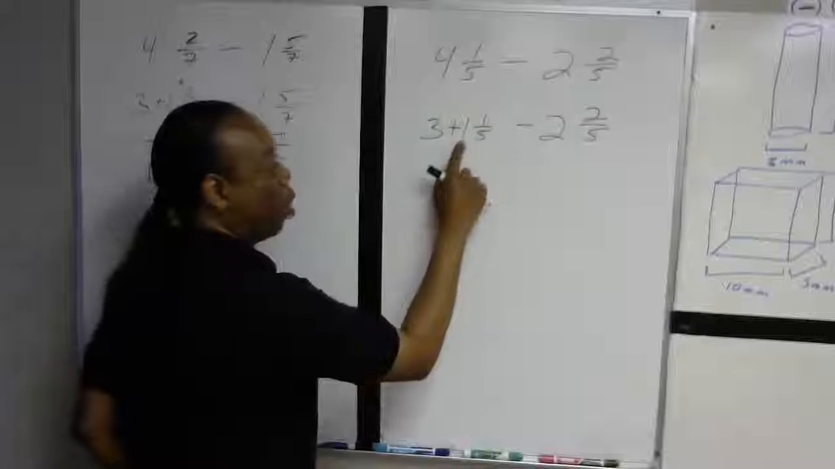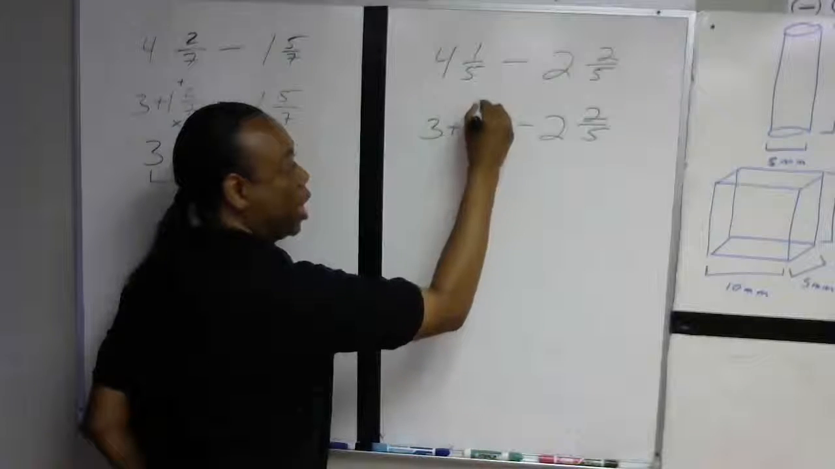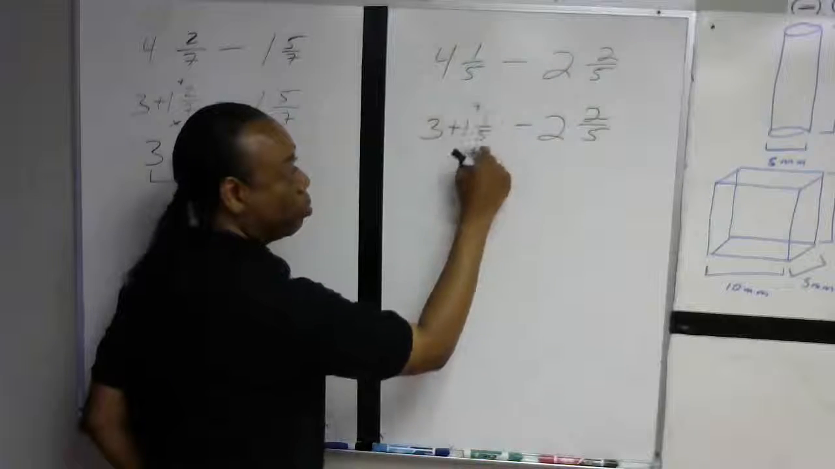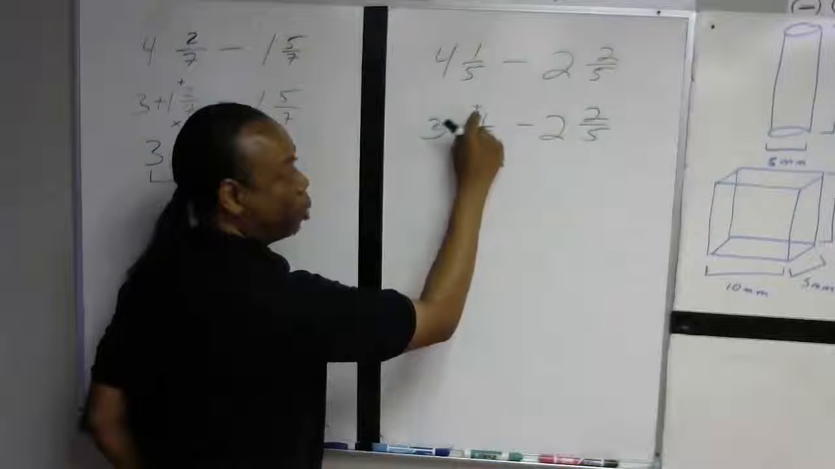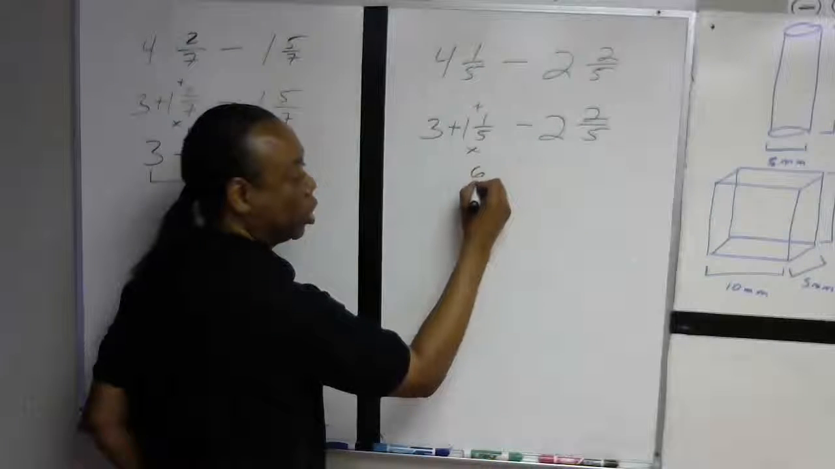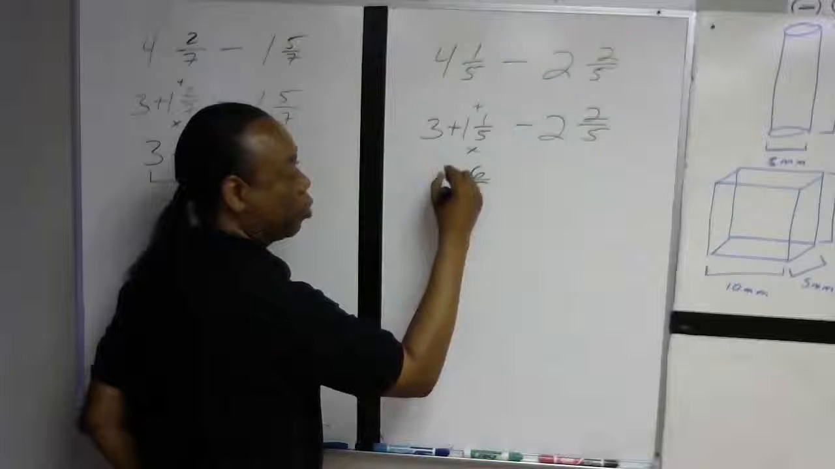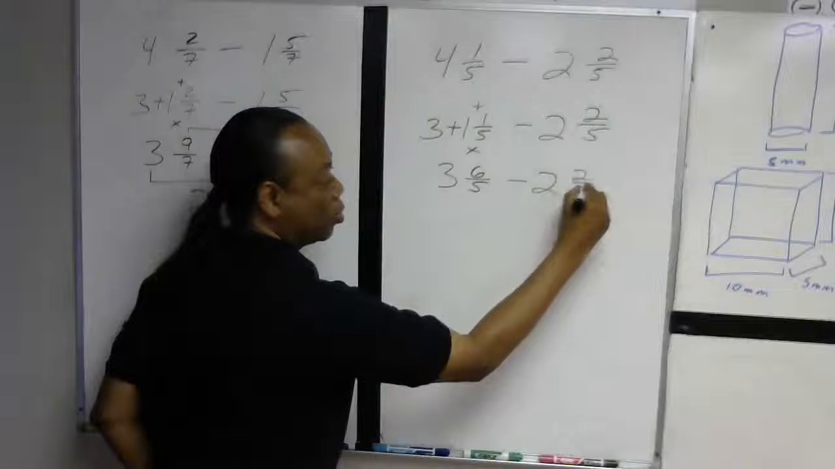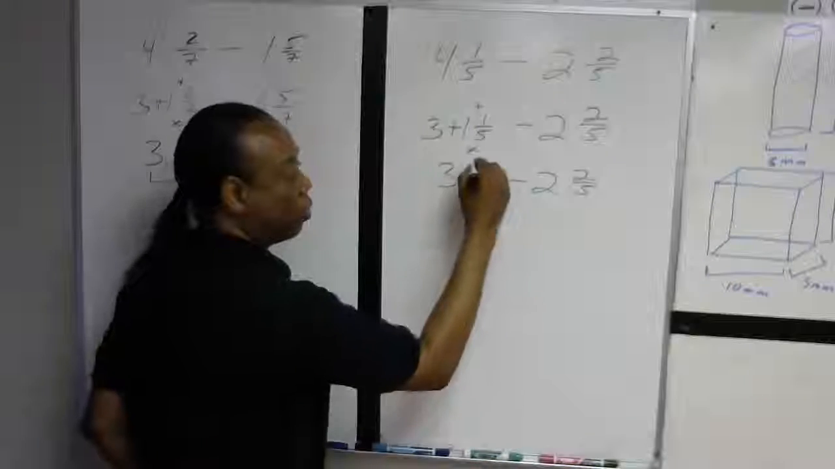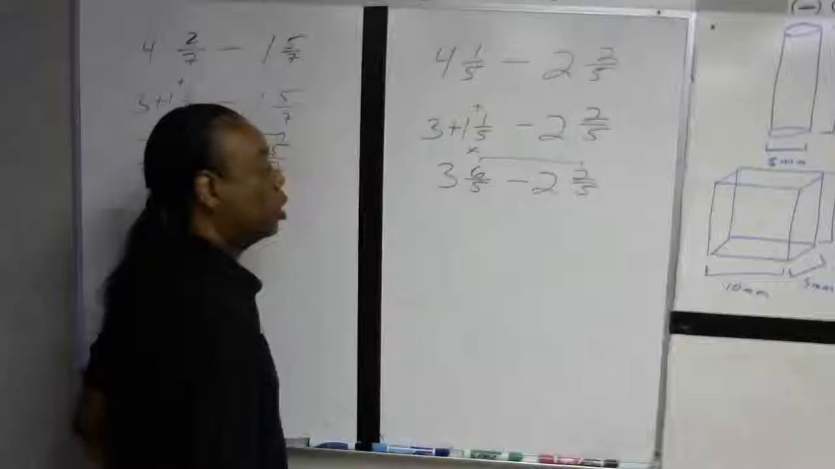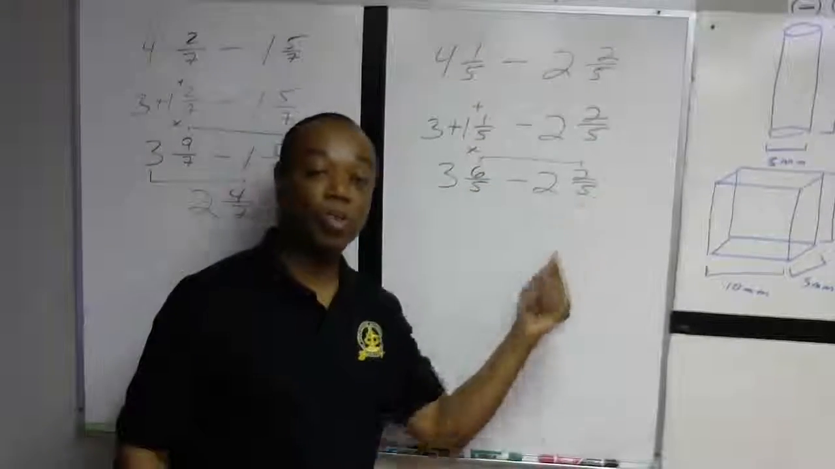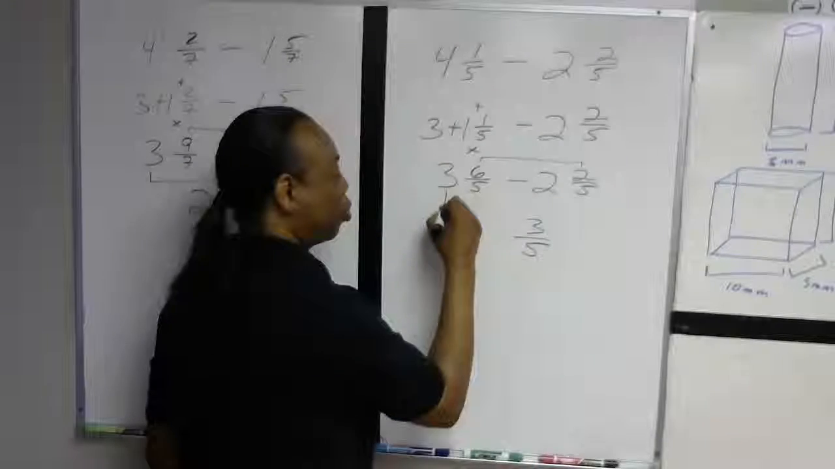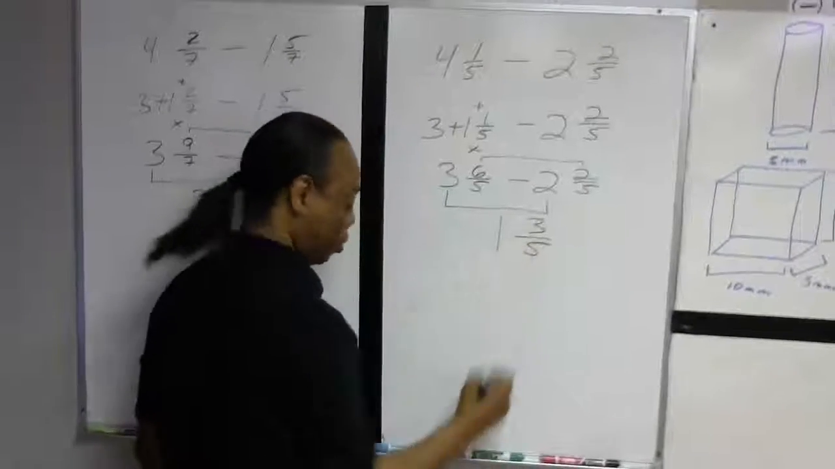From here, we're going to combine the 1 and the 1/5 by multiplying and adding. So 5 times 1 and then plus 1. 5 times 1 is 5, plus 1 more is 6. So that's 6 now over 5, and the 3 comes down. Minus 2 and 2/5. Now we can subtract the fractions here. So 6/5 minus 2/5 will give us 4/5. And 3 take away 2 gives us 1.